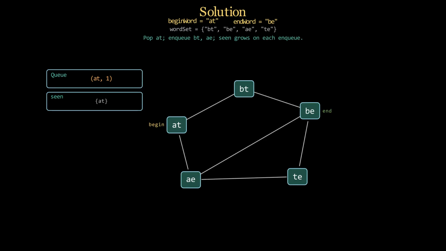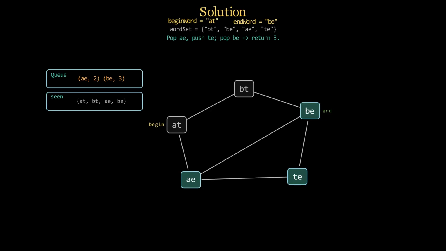Dequeue at. It is not the target. Enqueue BT at distance 2 and add BT to seen the moment it joins the queue. Enqueue AE at distance 2 and add AE to seen the same way. Dequeue BT, not the end word. The queue front is now AE. Enqueue neighbor B at distance 3 from BT, and add B to seen as soon as it is enqueued.